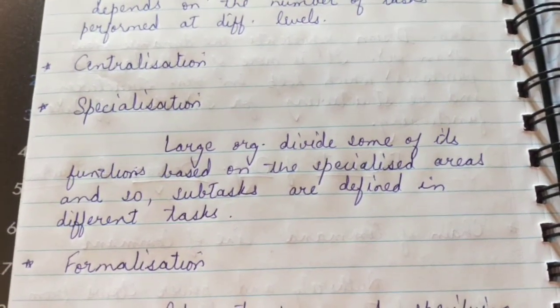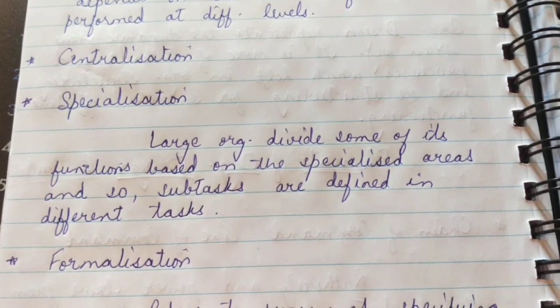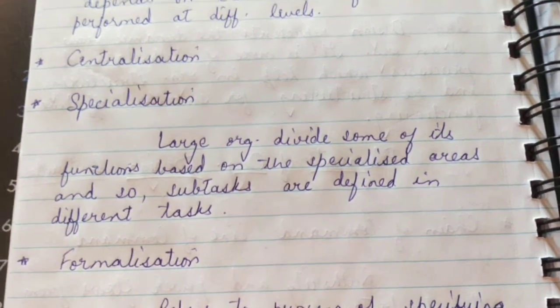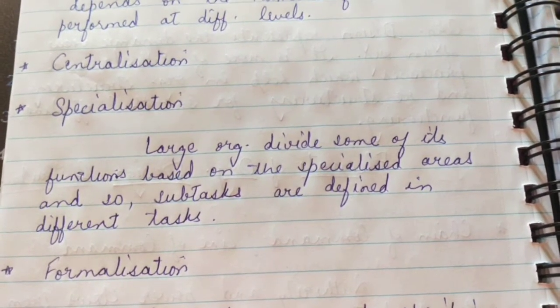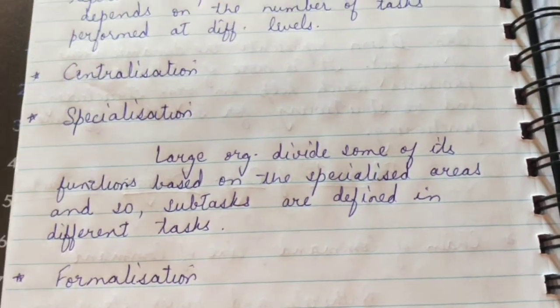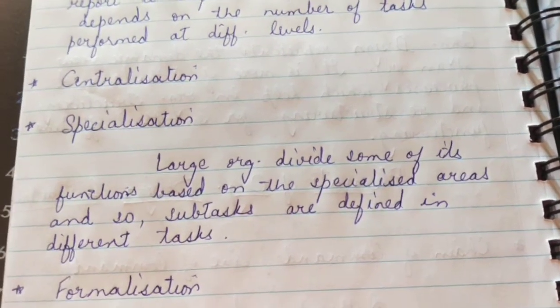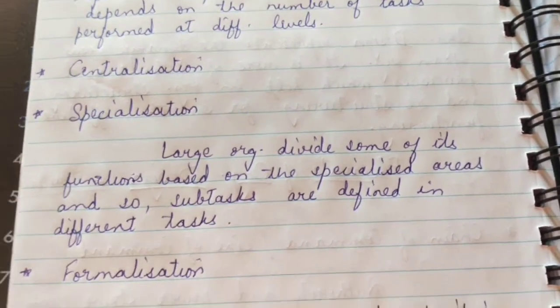Specialization, large organization divides some of its functions based on the specialized areas, and so subtasks are defined in different tasks. Specialization is something specialized areas जब हम define करते हैं, मतलब एक ऑर्गेनाइजेशन में बहुत सारे स्पेशलाइज्ड डिपार्टमेंट्स बना दिए जाते हैं, स्पेशलाइज्ड एरियाज, स्पेशलाइज्ड फंक्शंस. ठीक है, तो उसके अंदर भी सब टास्क्स होते हैं. तो दैट्स स्पेशलाइजेशन.